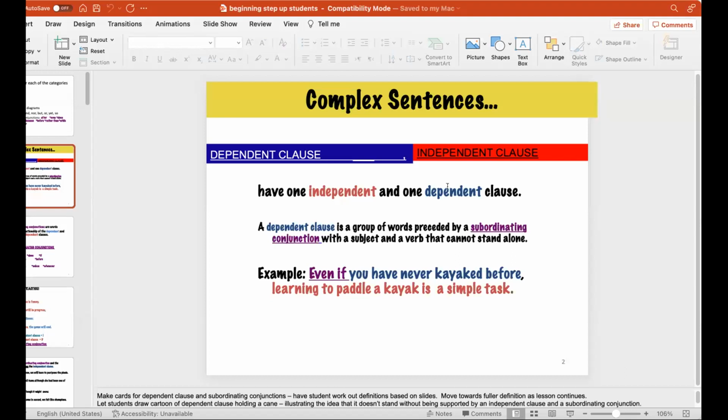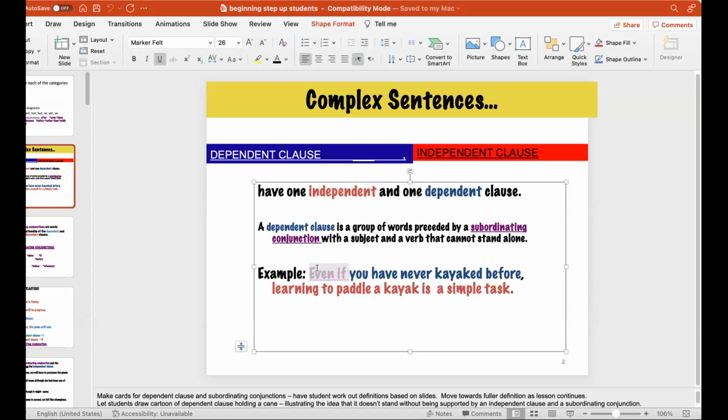The different clauses are clauses. What makes something dependent is that the conjunction is in front of it. So here's an example. You have never kayaked before. That's a simple sentence. Learning to paddle a kayak is a simple task. Both of those are simple sentences, but if I put the conjunction "even if" before the first simple sentence, this whole clause becomes dependent. Okay?